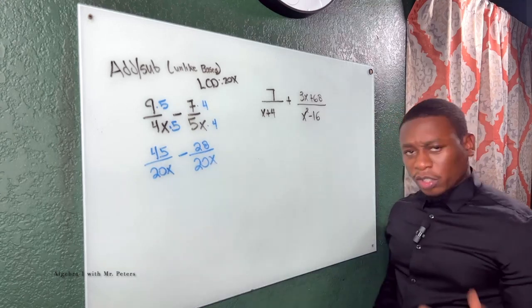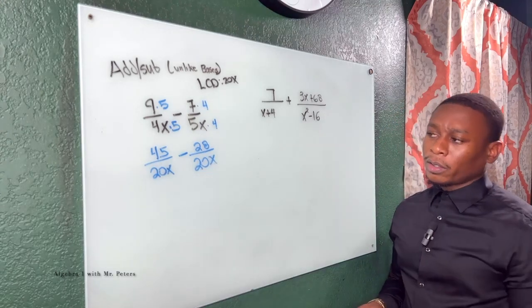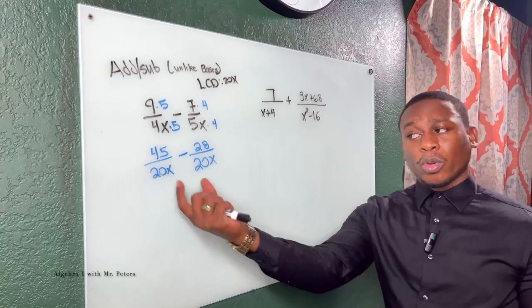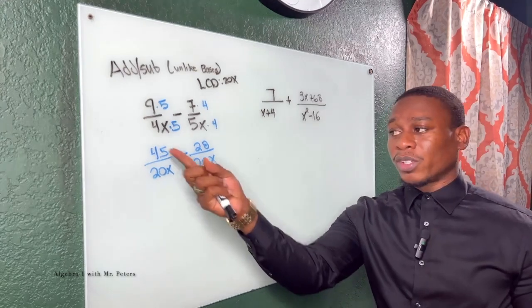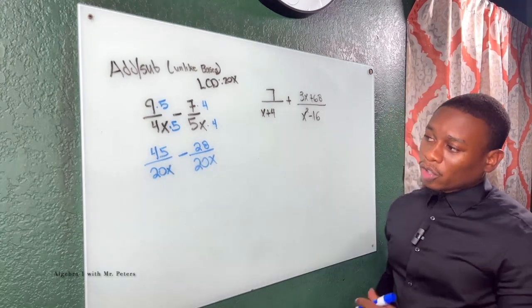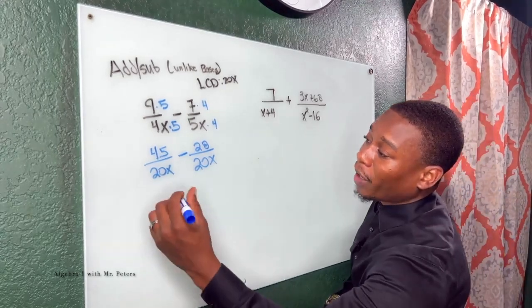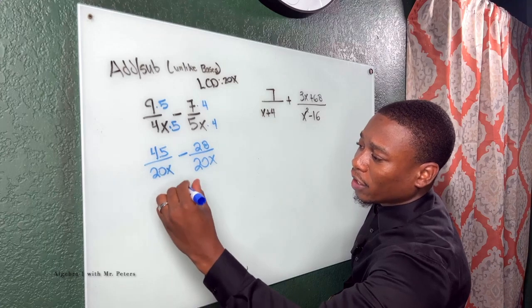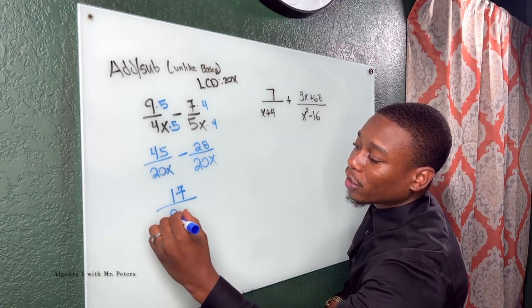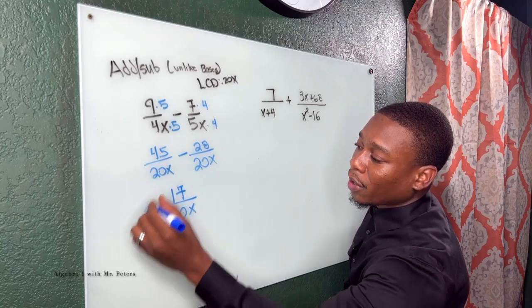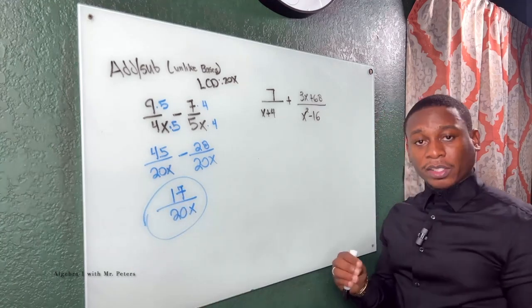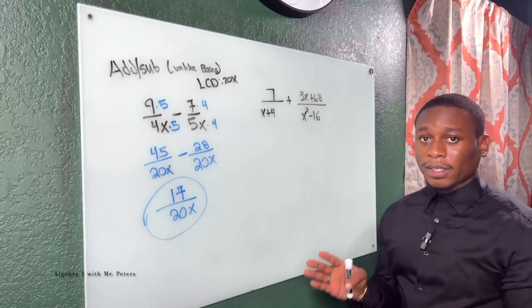Now, don't forget this. This used to happen to me in middle school, high school. Denominator stays the same. We're just combining the numerators. So once I subtract, I did look at my notes, 45 minus 28 is going to give us 17. And this is all over 20x. Anytime you get a final answer, just check to see if you can simplify.